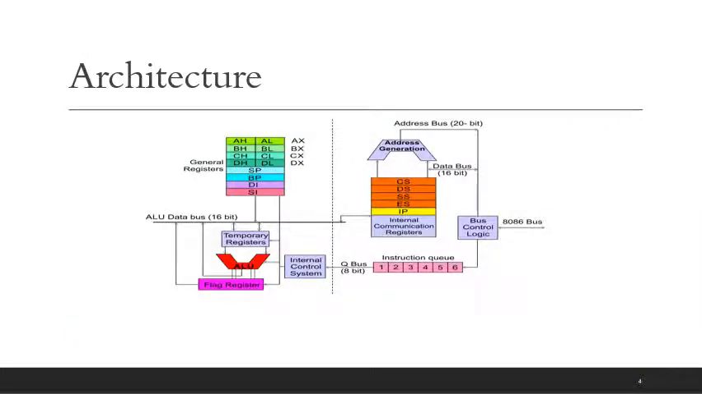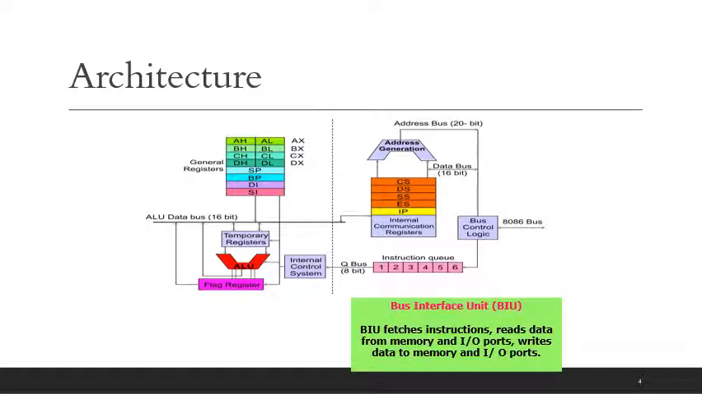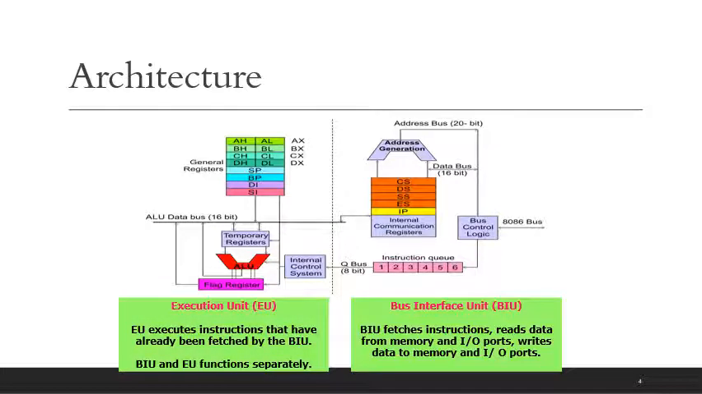Let us now discuss the architecture of the 8086 microprocessor. The 8086 microprocessor consists of a bus interface unit. This bus interface unit fetches instructions, reads data from memory and IO ports, and writes data to memory and IO ports. And it consists of an execute unit. This execute unit executes instructions that have already been fetched by the bus interface unit. The bus interface unit and execute unit function separately.